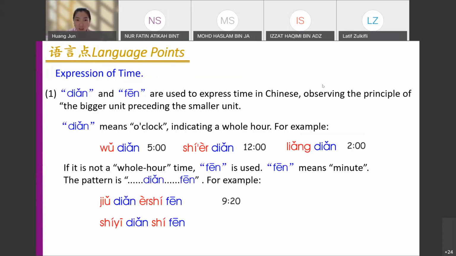Then we have 11:10. This one, 11:10. So make sure you can react to the numbers quickly. Then we have 2:05. As I told you, if the minute is less than 10, we must read the zero out. Only for the minute, if it is less than 10 minutes, we must read zero.